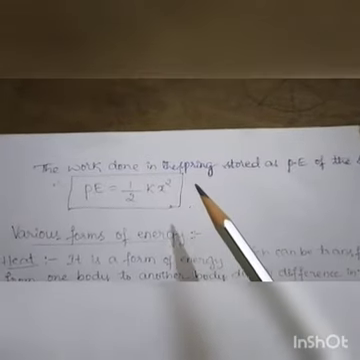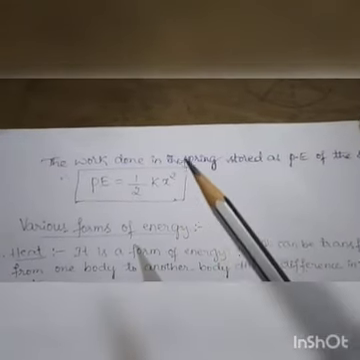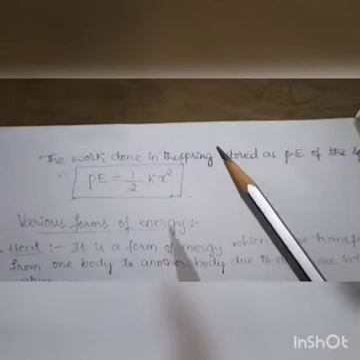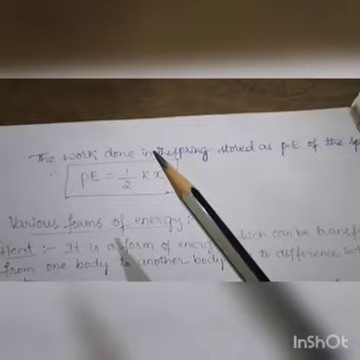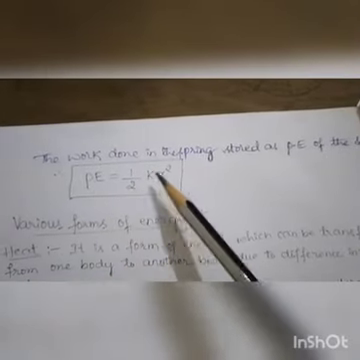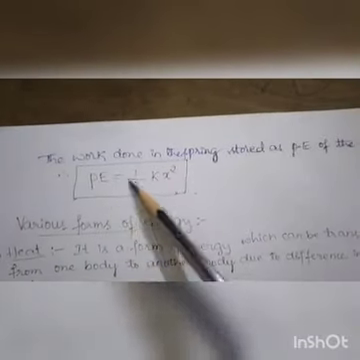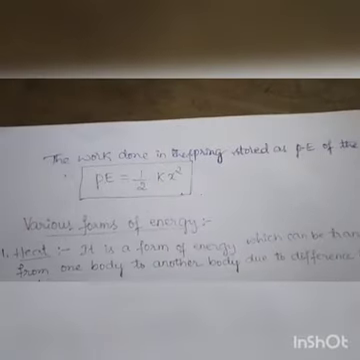If it is a compressed spring, we apply F equals minus kx. Then after integration, the work done will be equal to minus half kx square. Then potential energy will be equal to minus half kx square.